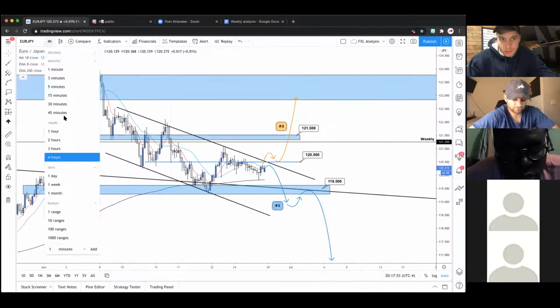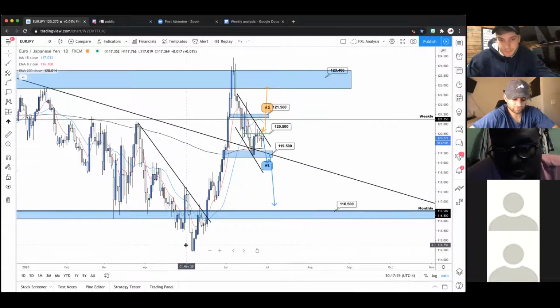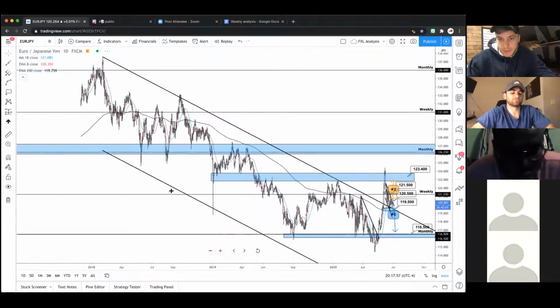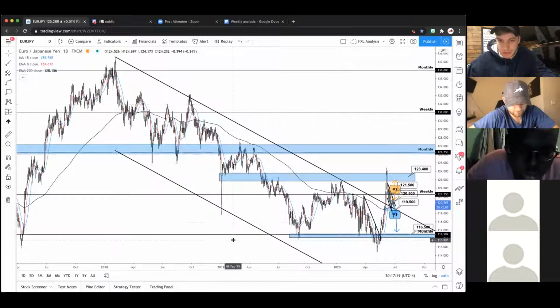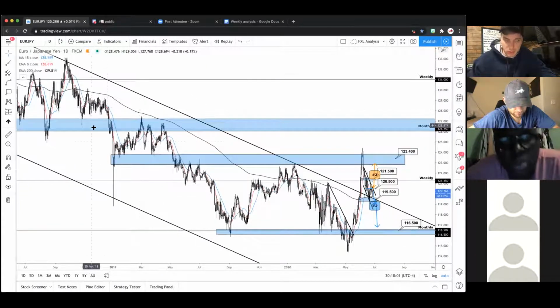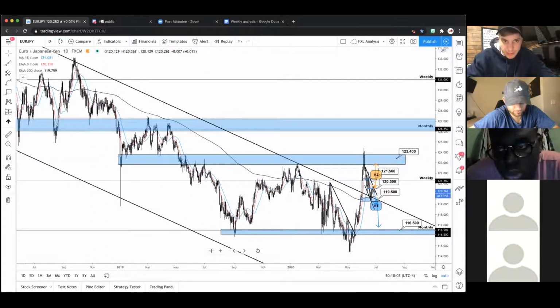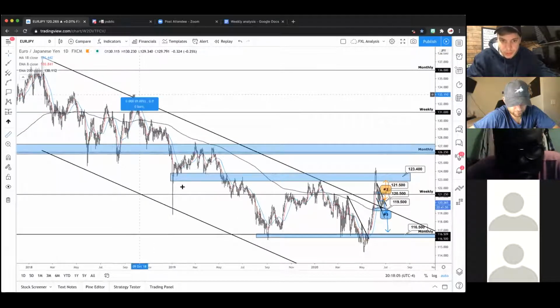Same thing. We always start by going to the daily. Zoom out. Very, very bearish. Huge bearish channel. This one actually has the most volume out of any of the pairs I'm looking at. I always do this. I want to show you how big these swings are.